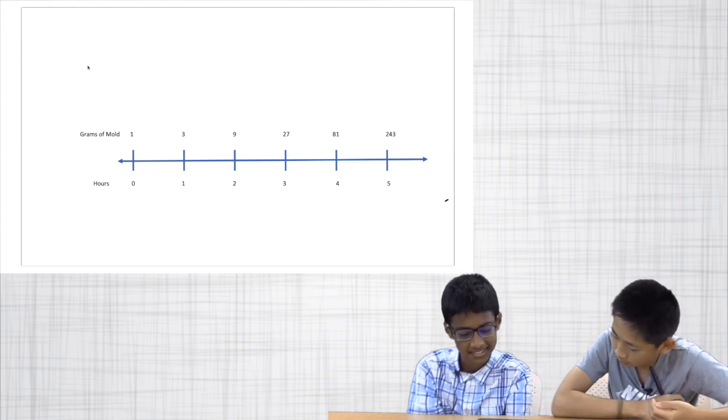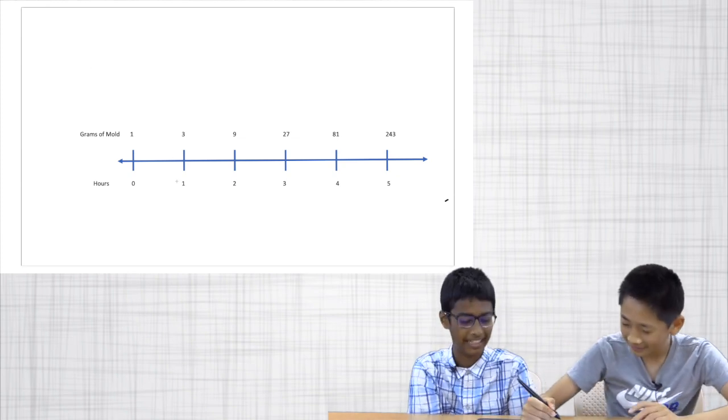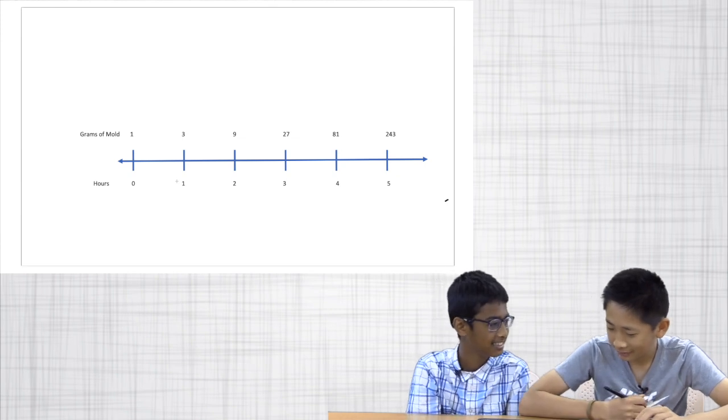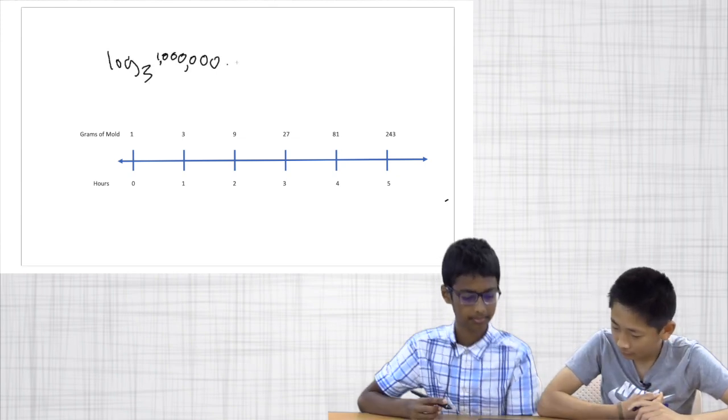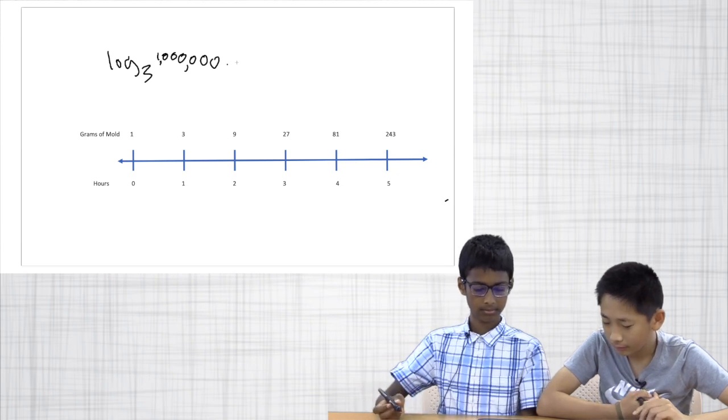How long it takes to increase by? We should do 1,000,000. Let's try it out. Do you want to do 1,000,000? Yes. Okay. How would you figure out 1,000,000? Why is log base 3 of 1,000,000 going to give you that?